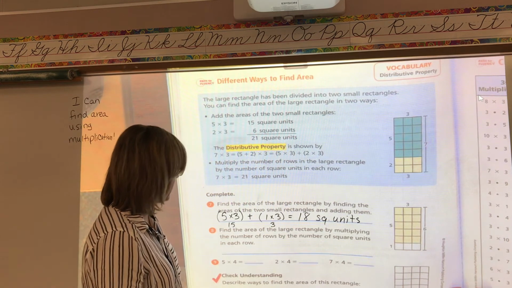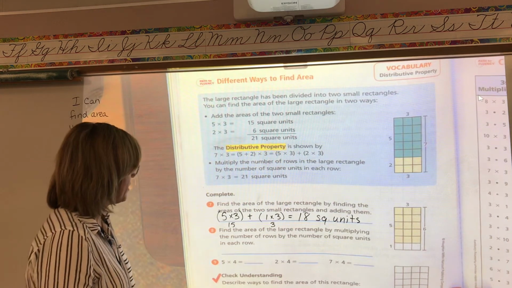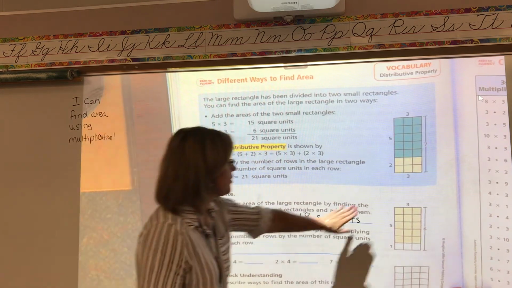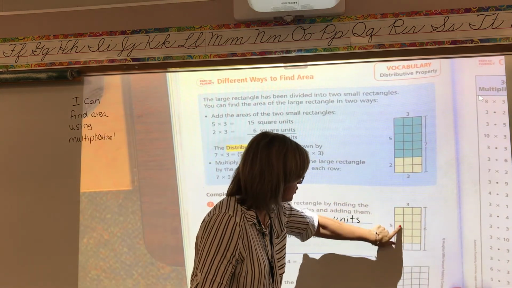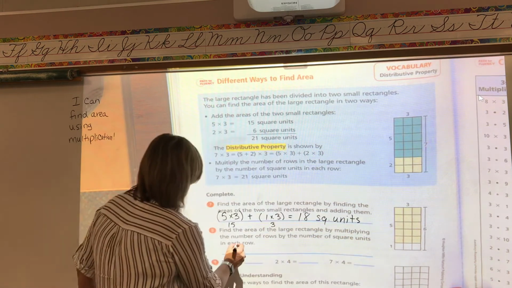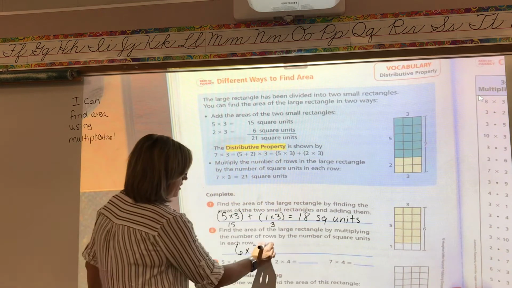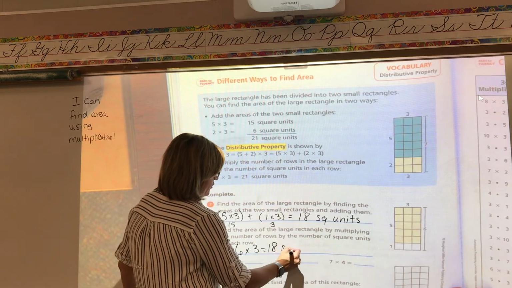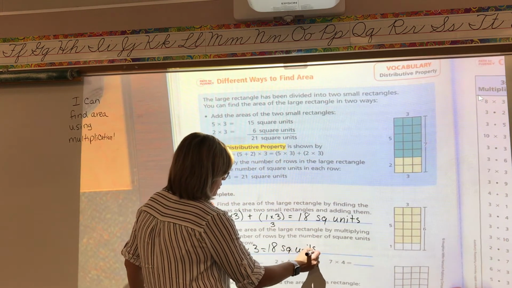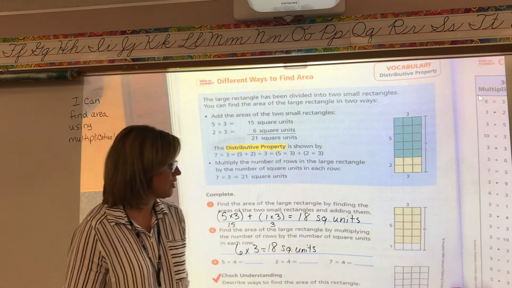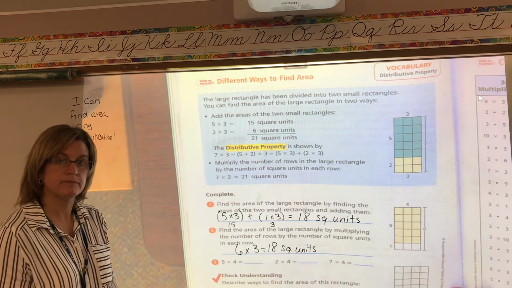Down here it says find the area of the large rectangle by multiplying the number of rows with the number of square units. So this one, they wanted to do it like I just said. 1, 2, 3, 4, 5, 6 times 3, and that's going to equal 18 square units. Pause here and go ahead and do our quick multiplication facts there.